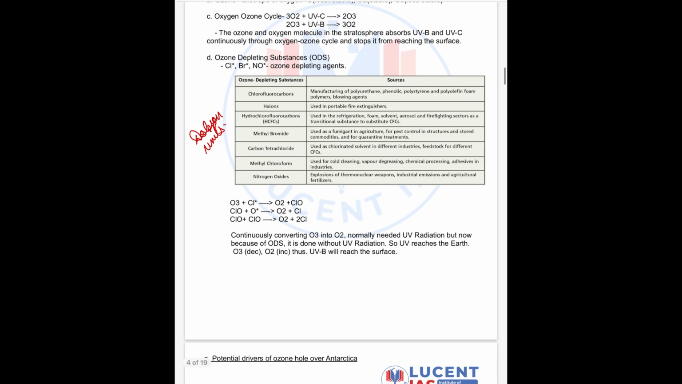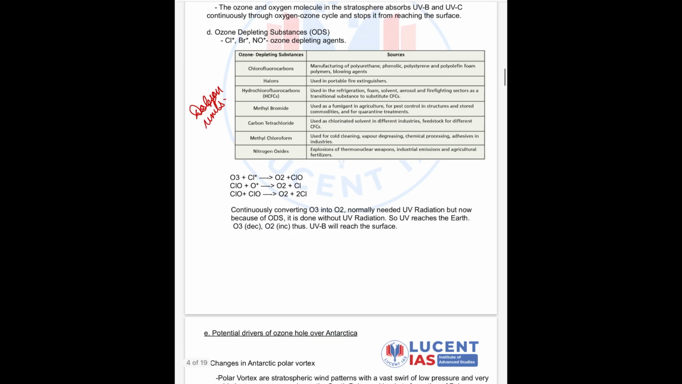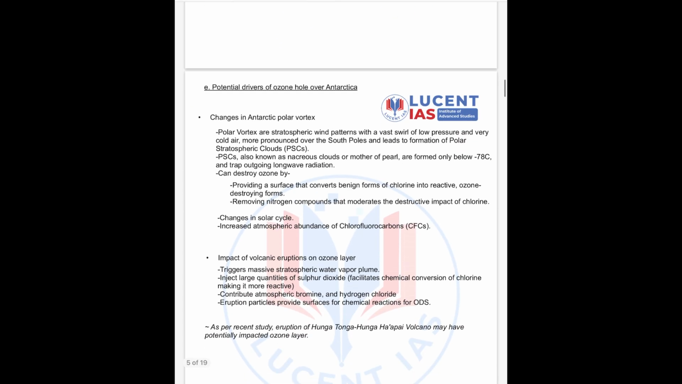Clear? So what is it? Continuously converting O3 into O2. Normally UV radiation is needed, but now because of ozone depleting substances, it is done without UV radiation. So UV reaches the earth, and thus UVB, which is risky and a cause of skin cancer, will reach the earth. So this is what is ozone depletion. The ozone layer will decrease. Clear?